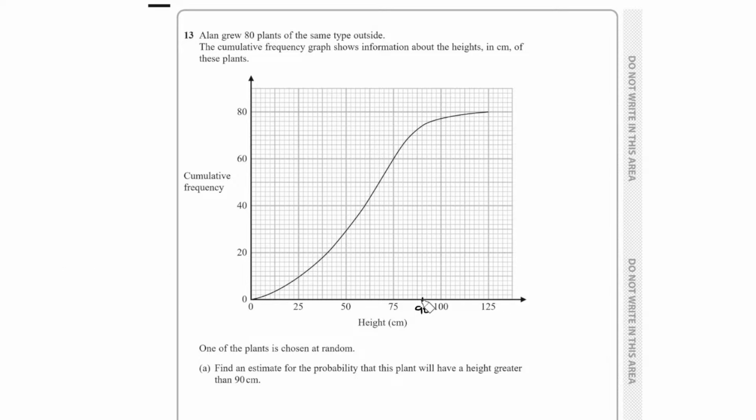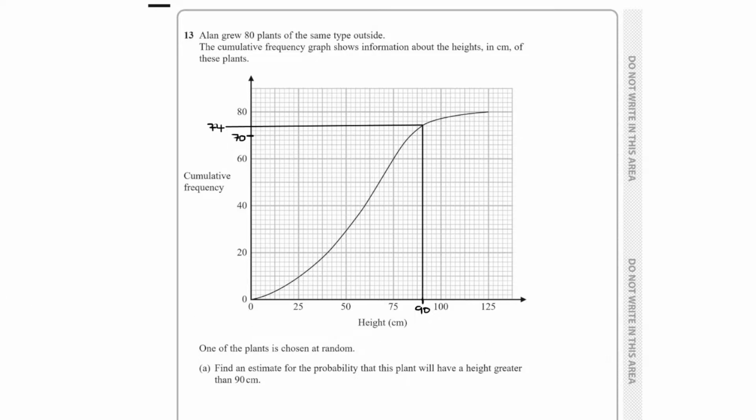So I'm going to draw a line up from 90 till it hits my curve. You see it's luckily exactly on a point there. And then across, because the number of plants is on the y-axis. So there. Again, just double check your scale. So this one's a bit more straightforward. That's obviously 70, isn't it? So that would be 72, 74.